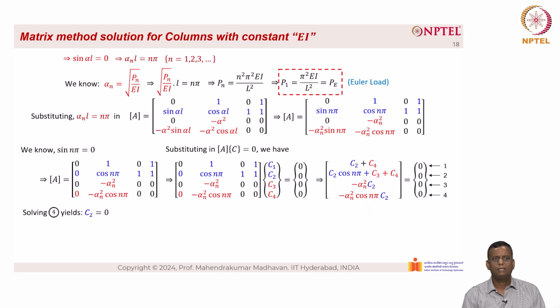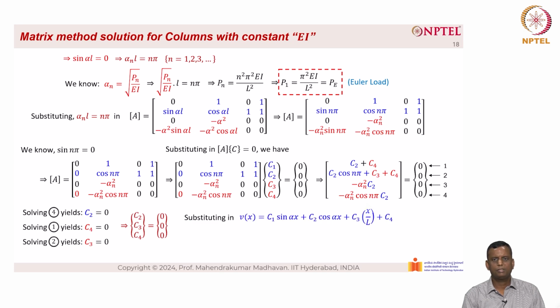So when we equate the fourth equation, solving 4 yields you the C2 equal to 0 because alpha n square cannot be 0, so C2 has to be 0. Similarly, when we put that value in the first equation, we have C2 is already 0, C2 plus C4 equal to 0, which means that C4 should also be 0. So since we know that C2 and C4 are 0, we substitute that in the second equation. We know that we will get C3 equal to 0. So now we have C2, C3, C4 equal to 0.